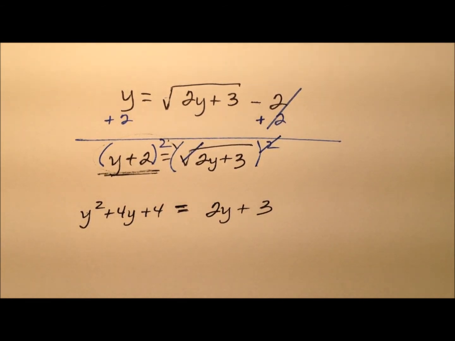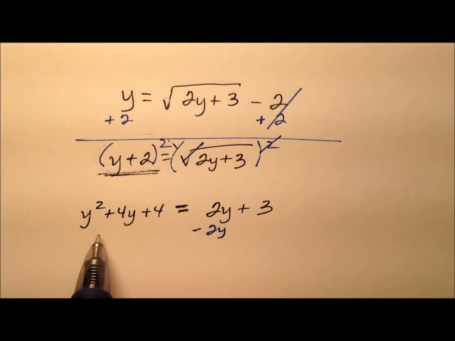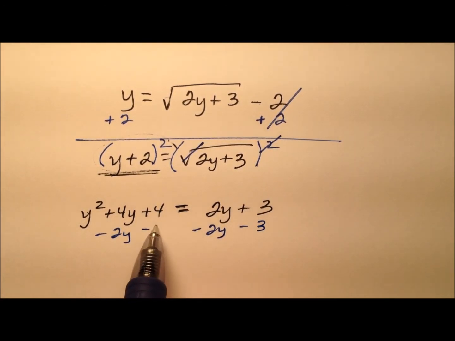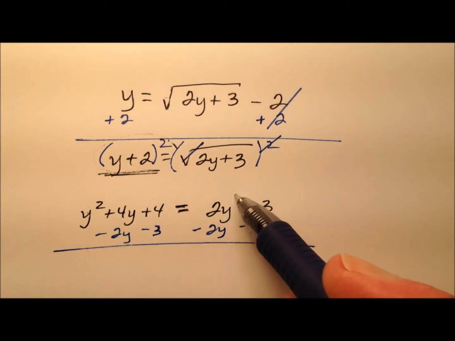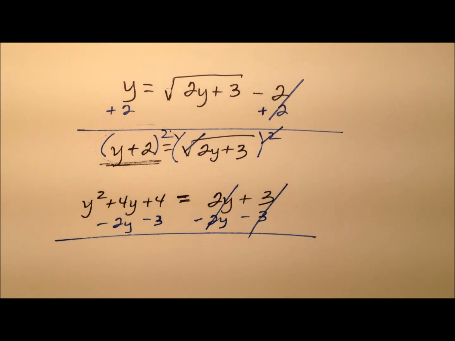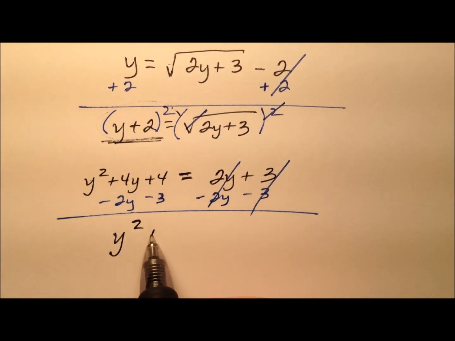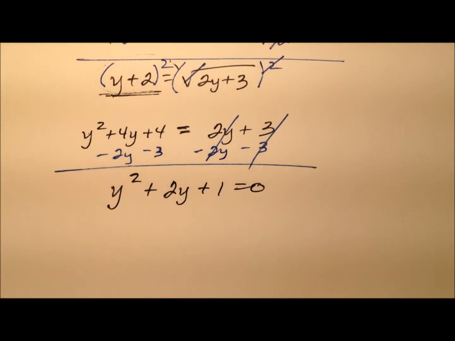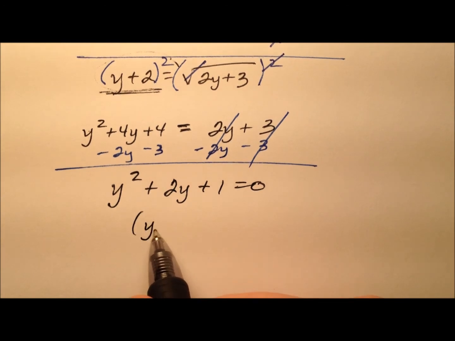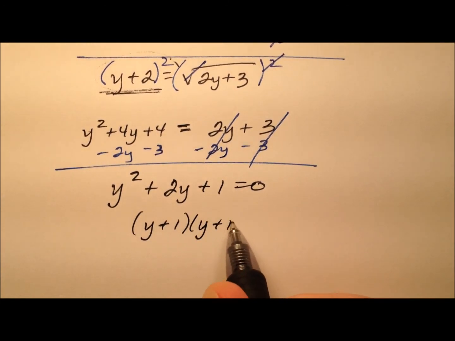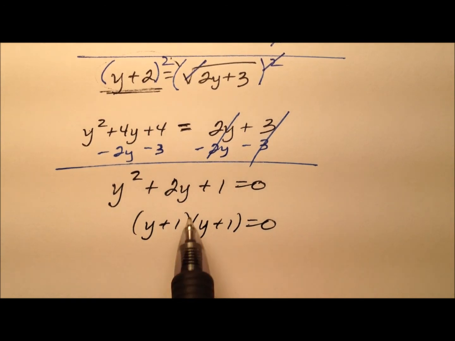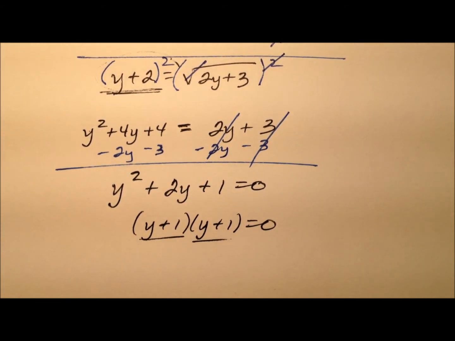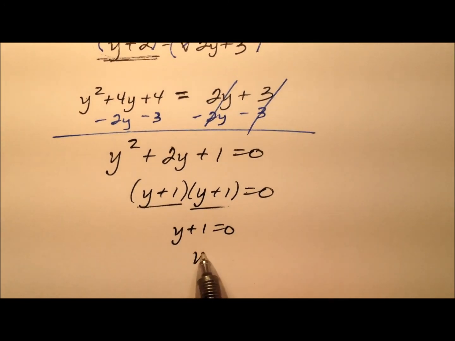So let's get everything on that left side equal to 0. So we'll subtract 2y from both sides, and we'll subtract 3 from both sides as well. So everything on that right side will now cancel. So y squared plus 2y plus 1 equals 0. And it looks as though this will factor nicely. So y plus 1 and y plus 1, they're both the same. So since they're both the same, we can use this zero property of multiplication and just say y plus 1 equals 0, which means the value we have here is y equals negative 1.